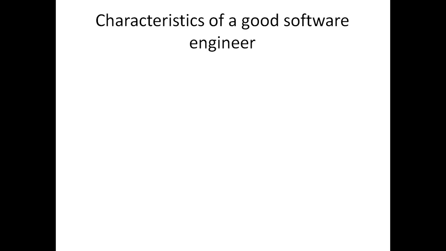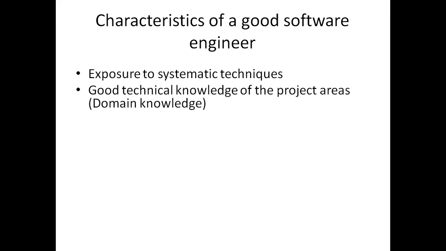Then we'll see some of the characteristics that a good software engineer should have. So these are some of the characteristics. Usually companies, when they recruit, will be seeing whether these characteristics are there for a particular person. So one is exposure to systematic techniques. That is, he should have knowledge about software engineering principles. Then he should have good technical knowledge of the project areas, all the domain knowledge.